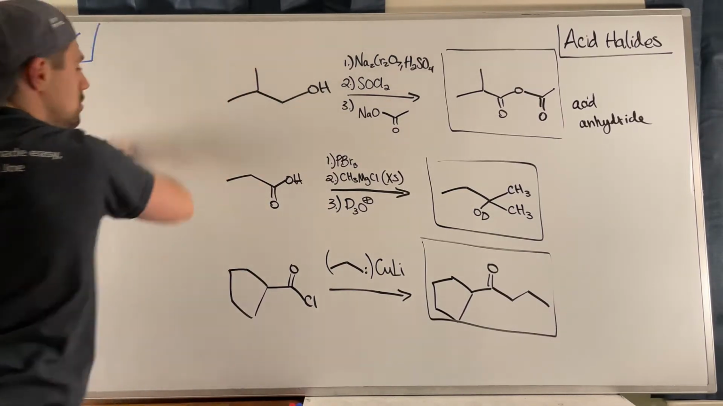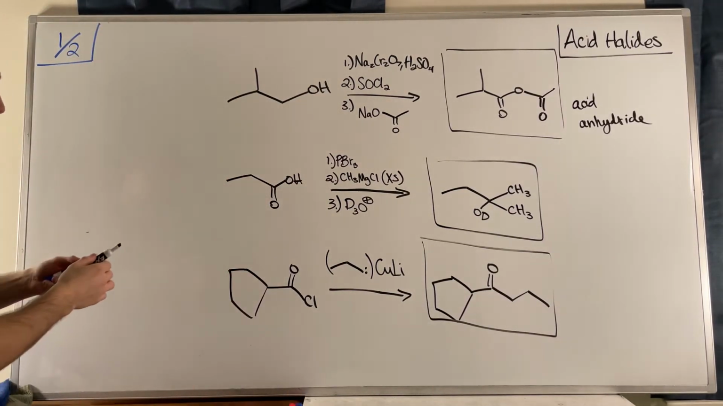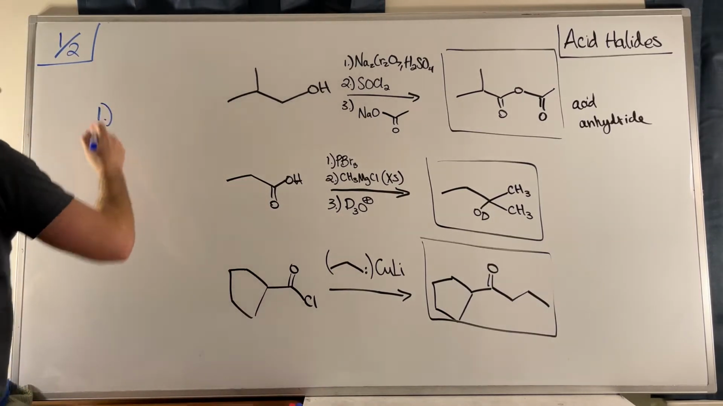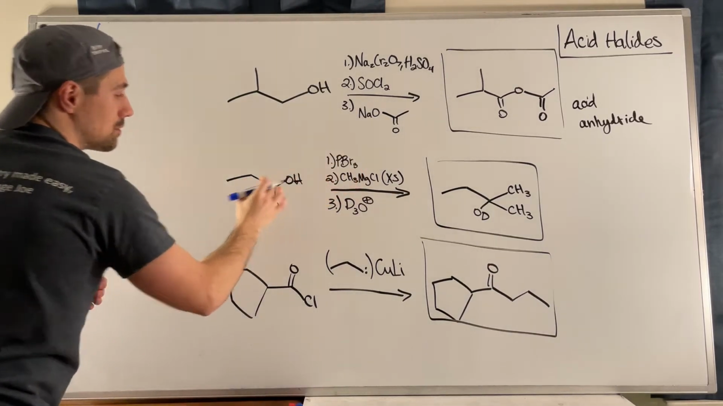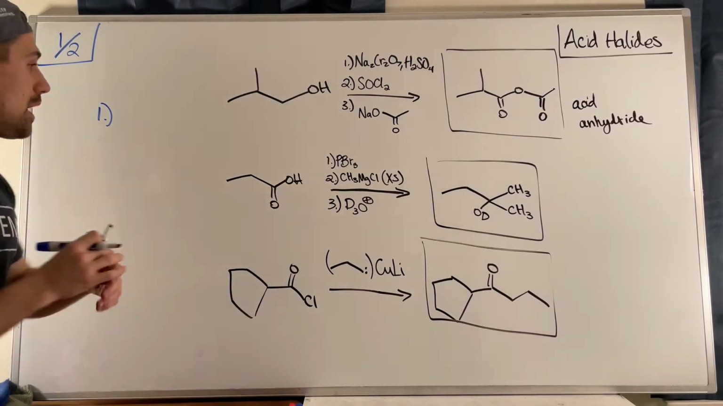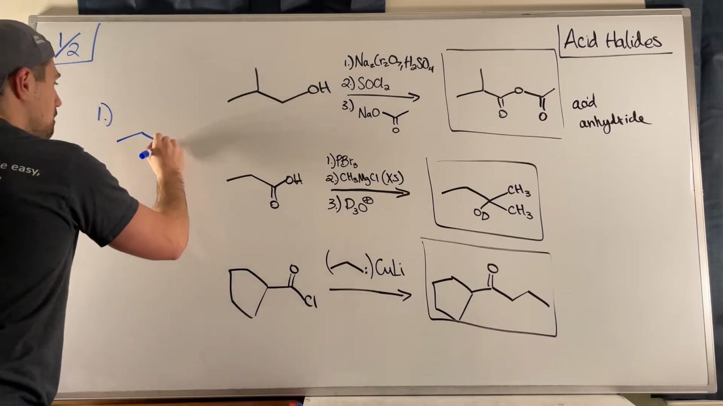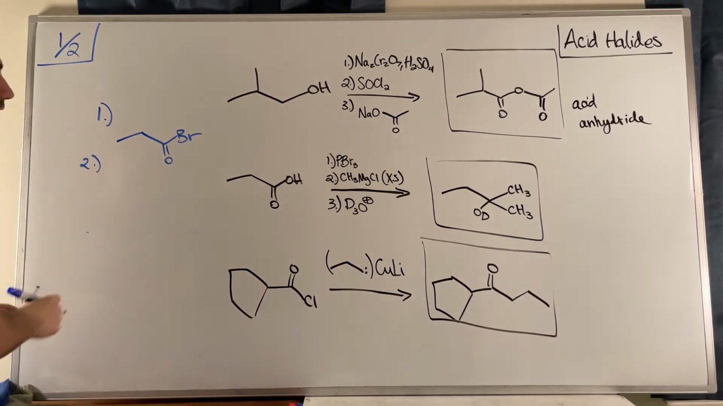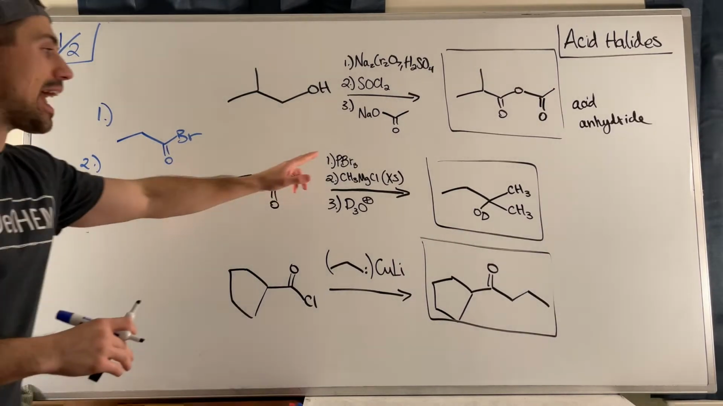So moving right along to this problem right here. Again, what you see is the first step is going to be the replacement of this OH with a bromine, right? Because the PBr3 goes through an SN2 mechanism, replaces the OH. So what you get right here is an acid bromide, which now makes sense why it's in the acid halide section.